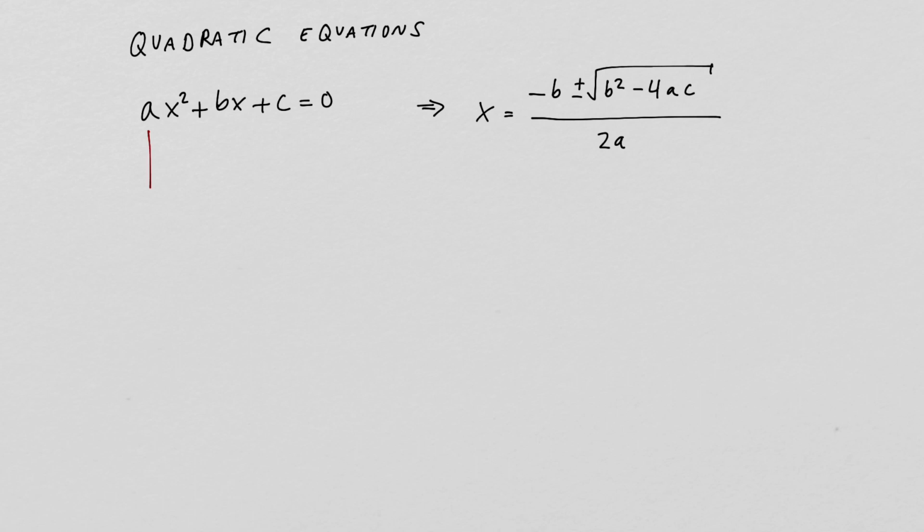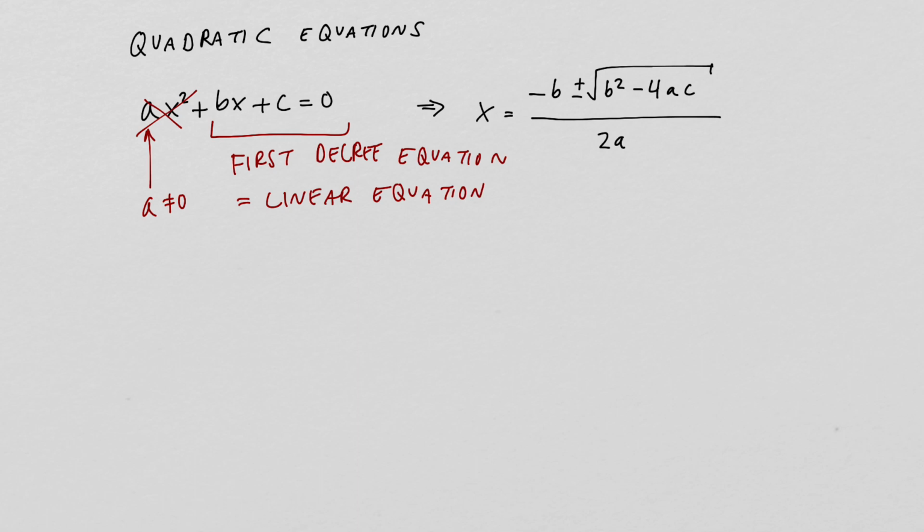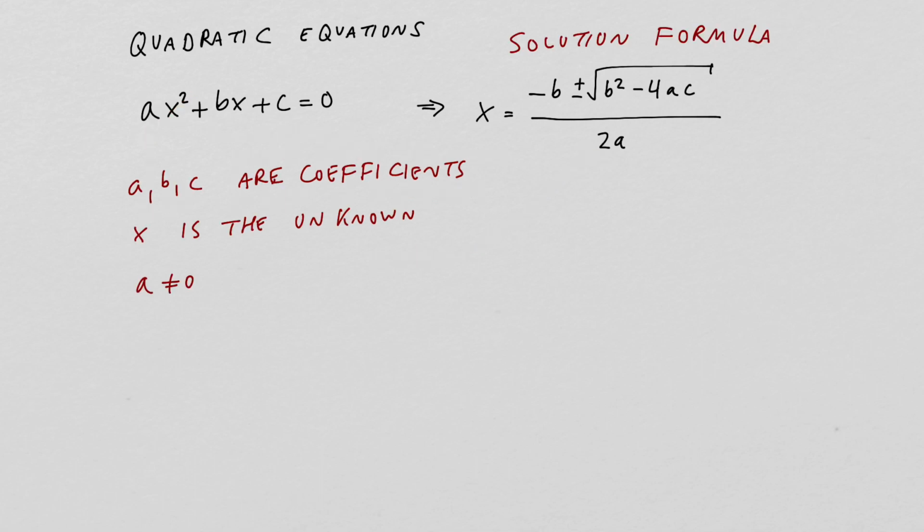Also, we need to have that the coefficient a is not 0. If it was 0, then the equation would be just a first degree equation. Also, if a would be 0, we would divide by 0 in the formula. So a, b and c are the coefficients, x is the unknown, a cannot be 0, and we have the solution formula.